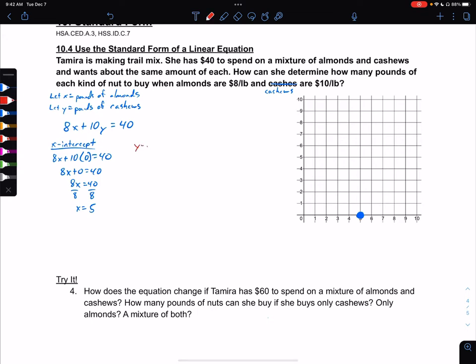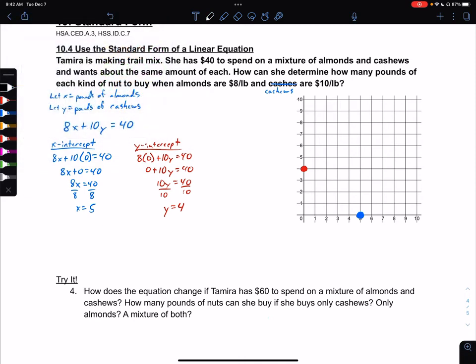My Y-intercept, which represents our cashews, we're going to make X equal to 0 and solve for Y. So we get 0 plus 10Y equals 40. 10Y equals 40. Divide by 10, and Y would be equal to 4. So that's my Y-intercept. So let's plot that. All right, and then I would connect my dots.